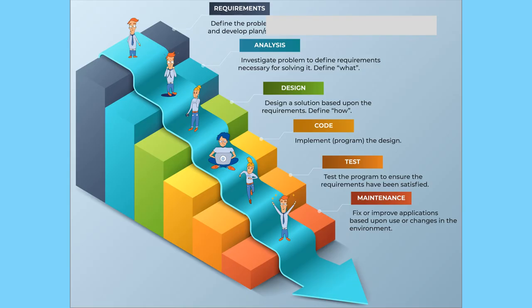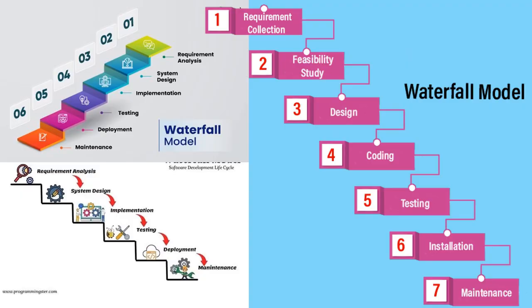There is another summary, and you can see there are 7 waterfall phases on the right side, and on the other side 6. So some mix them and merge the phases.